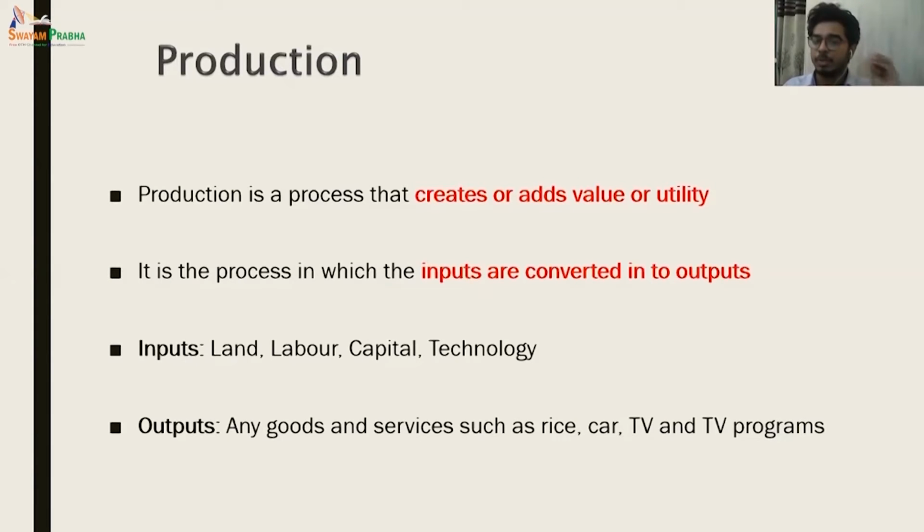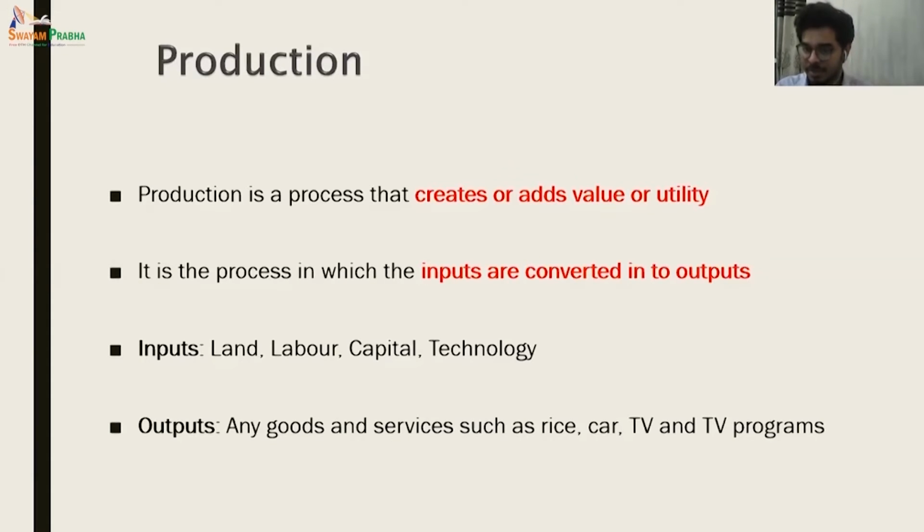There is a process in which the inputs, as I said in the last slide, are converted into outputs. Now, what are the inputs? There are primarily four kinds of inputs: land, labor, capital, and technology. Land, labor, capital, and technology. Any goods and services which are finally produced using these three or four types of inputs, they will be called as outputs.